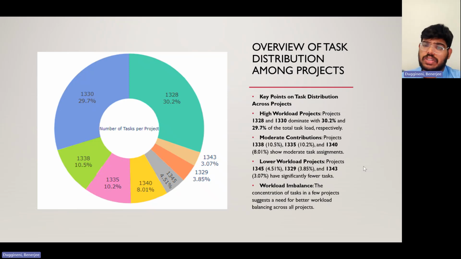Coming to the moderate contributions, the projects 1338 and 1335, which is almost 20%, and 1348 are the moderate contributors. This number indicates the number of tasks per project. Coming to the lower workload projects, projects 1345, 1329, and 1343 stand at 4.51, 3.85, and 3.07 percent. On workload imbalance, the concentration of tasks in a few projects suggests there is a need for better workload balancing.